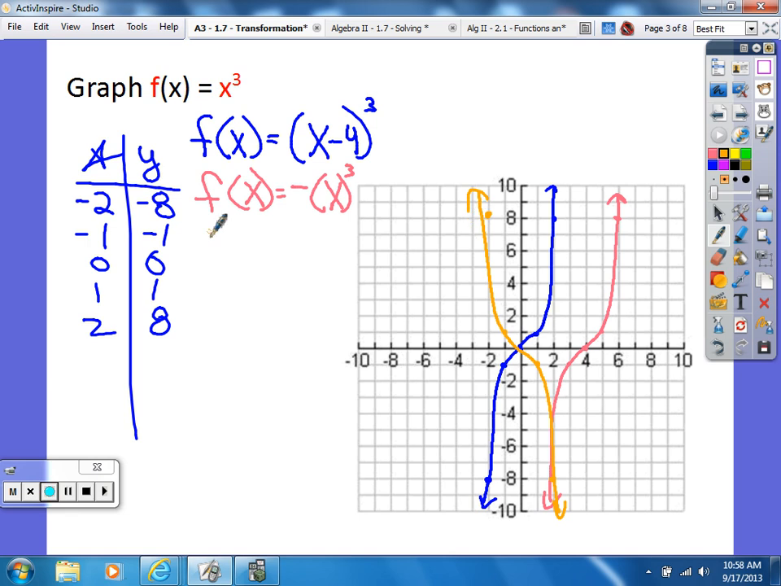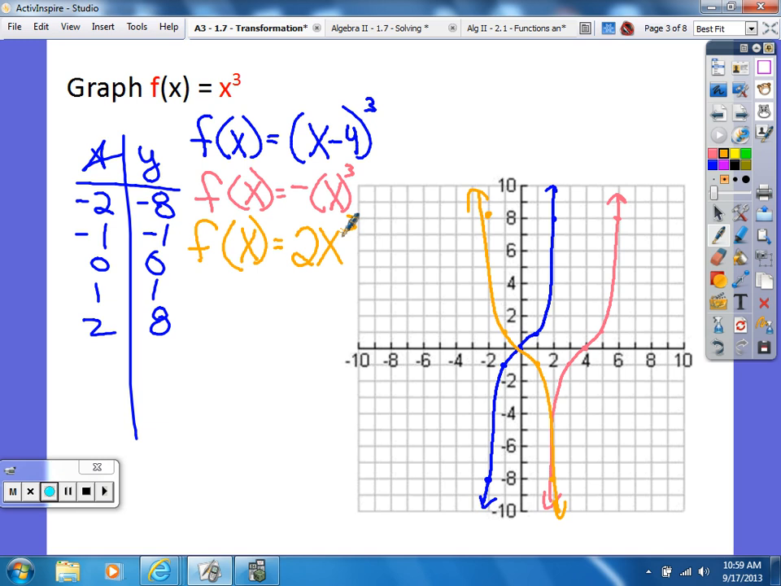Let's do f of x equals 2x cubed. 2x cubed. So I've got a number on the outside. Will this affect my x's or my y's? They'll affect my y's. Good. That's right, Sacco. They will affect my y.